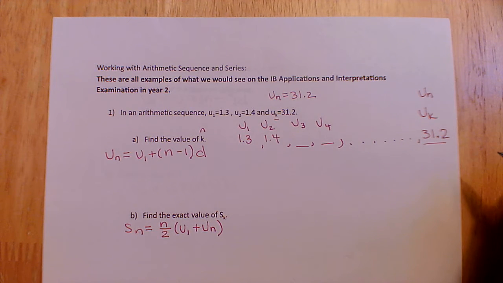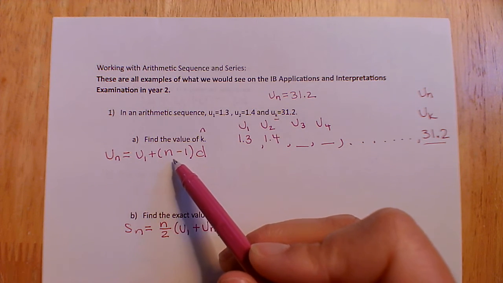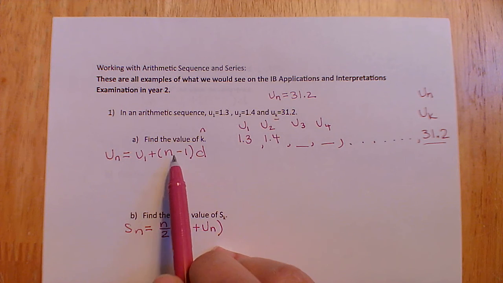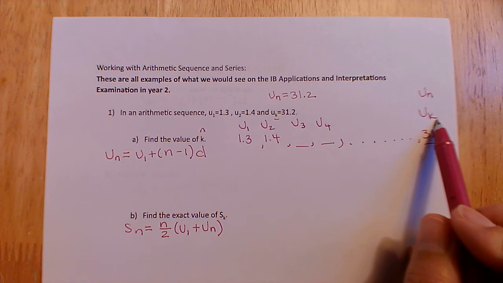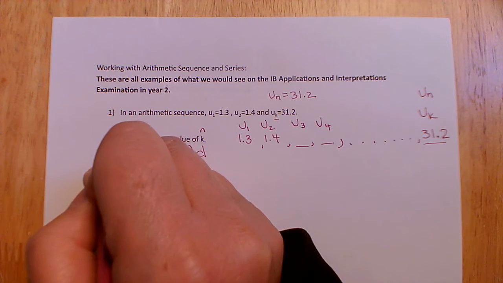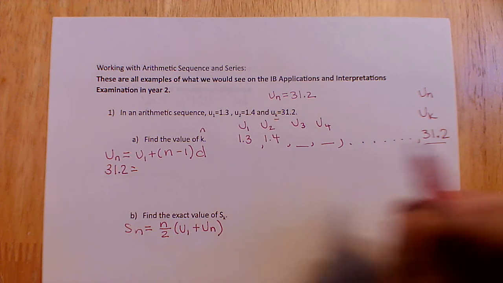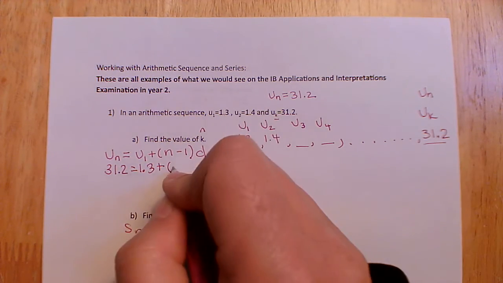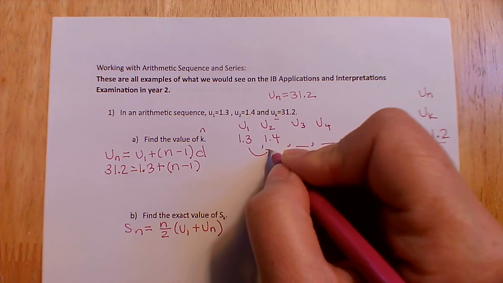In order to find that, we have to use our formula, u sub n equals u sub 1 plus n minus 1 times our common difference. Remember, they just put k in, and here we're used for it to be n. So we know that u sub n, which now they're saying is u sub k, is 31.2. So let's put a little substitution in. 31.2 equals, we have u sub 1, 1.3, plus, we don't have n, that's what we're looking for, and then our common difference, let's find our common difference.